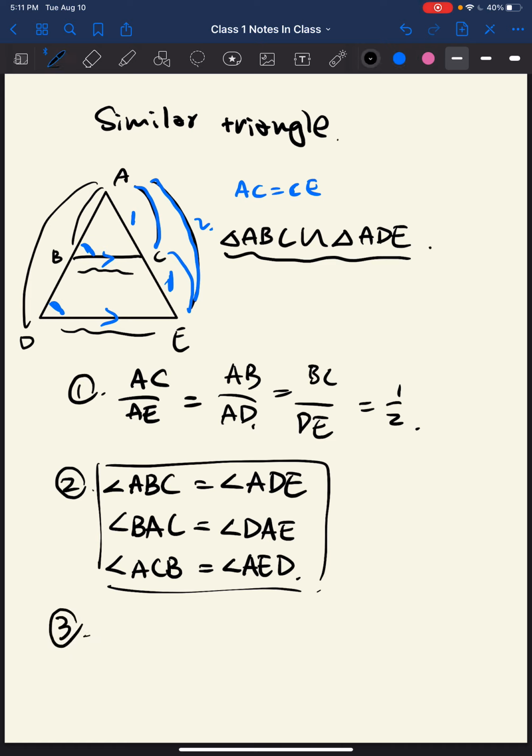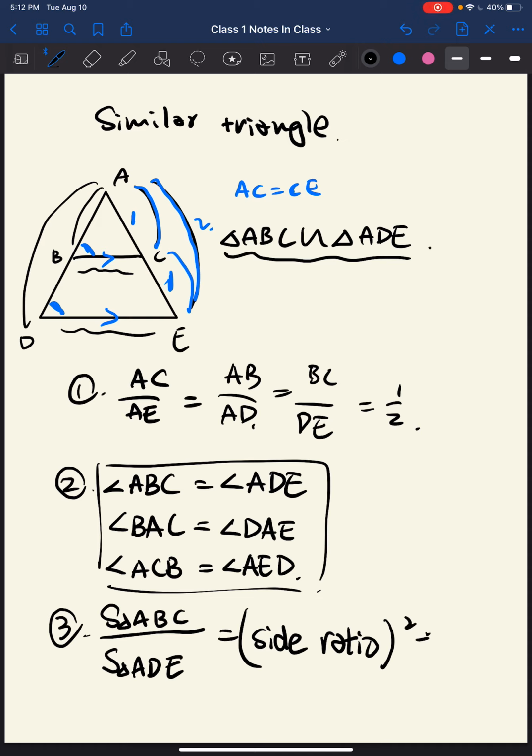The third thing you can get is the area. The area of triangle ABC over the area of triangle ADE should equal the side length ratio squared. So it's 1 to 2 squared, so 1 over 4. What this means is that this triangle over here and the big green triangle over here have a 1 to 4 relationship. Make sure you square the side length.